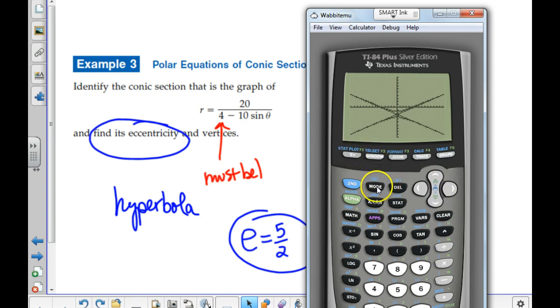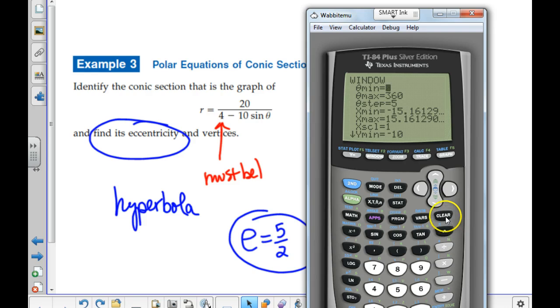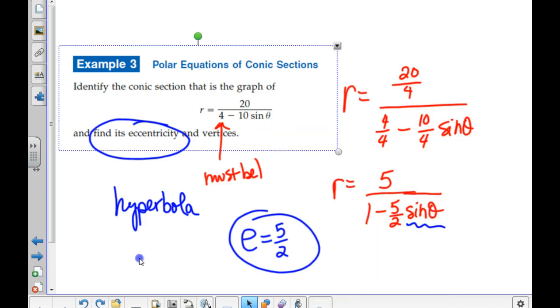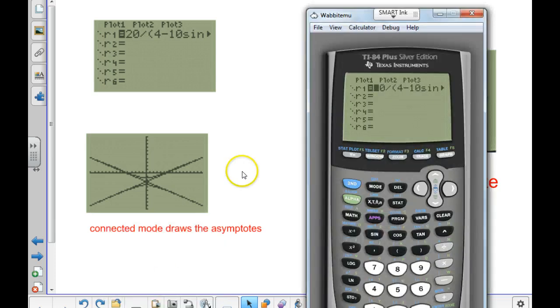Why does it say it was already in that mode? Did you guys do it in dot mode? It worked fine last period. When I put it in dot mode, it looked like this. It didn't draw in the asymptotes. Did anybody get it to work if you put it in dot mode?